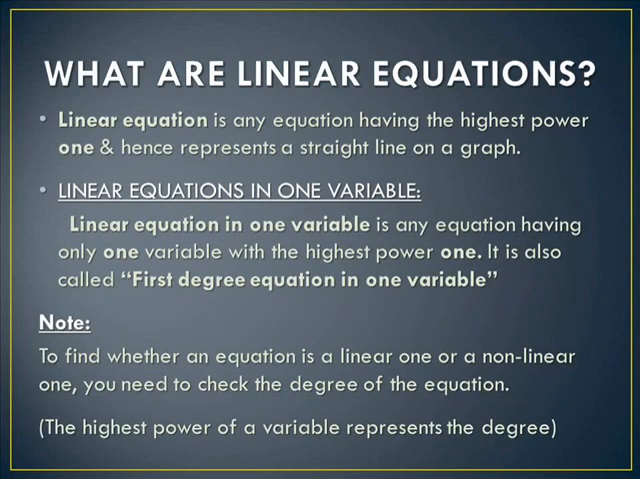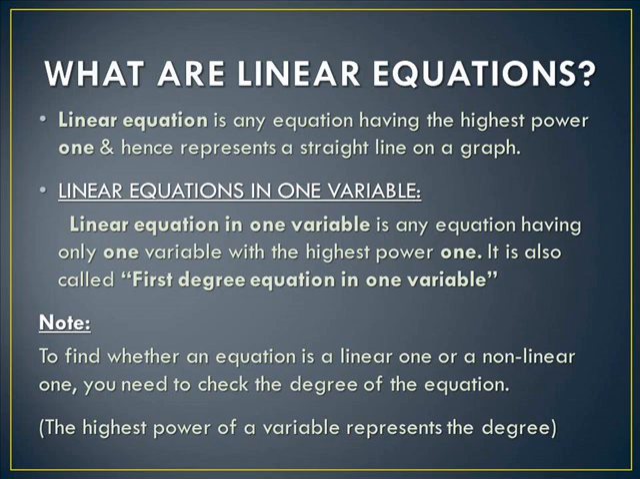Now let us learn about linear equations. A linear equation is any equation having the highest power 1 and hence represents a straight line on a graph. Well, there is no limitation on the number of variables you have in a linear equation, but the limitation is on the degree or highest power of the variable. For an equation to be a linear equation, the highest power should be 1.